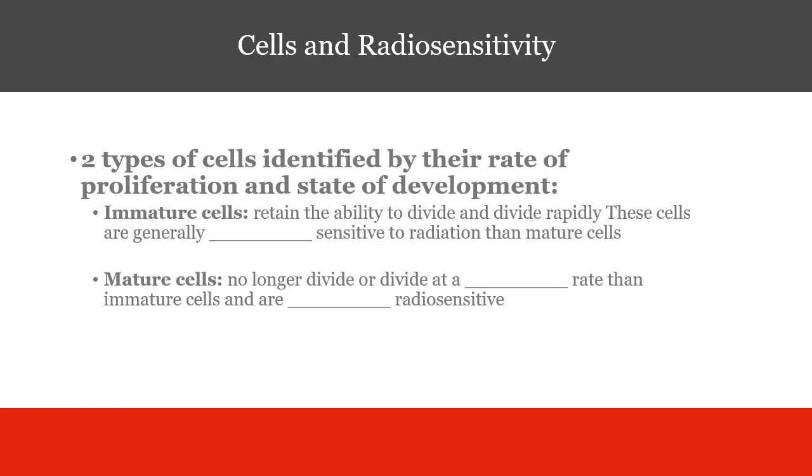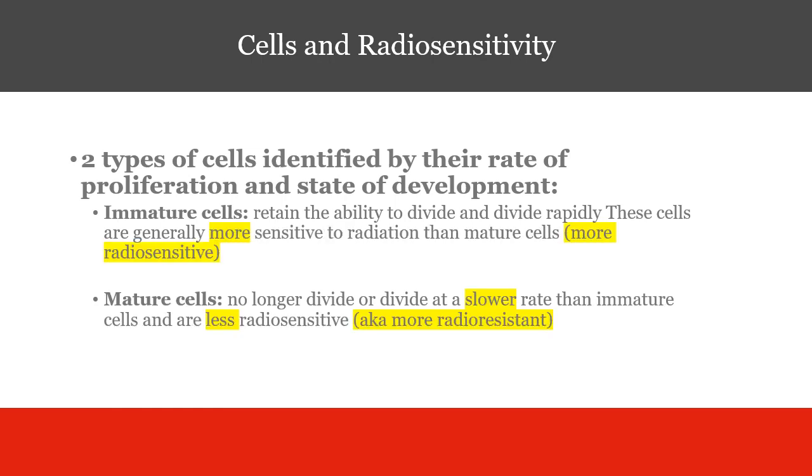There are 2 types of cells in the body, and they're identified by their rate of proliferation and state of development. And this excludes the somatic and genetic discussion earlier. This is just a different way to describe them. We're looking at immature or mature cells. Immature cells are those that retain the ability to divide and divide rapidly. These cells are generally more sensitive to radiation than mature cells, otherwise known as being more radiosensitive.